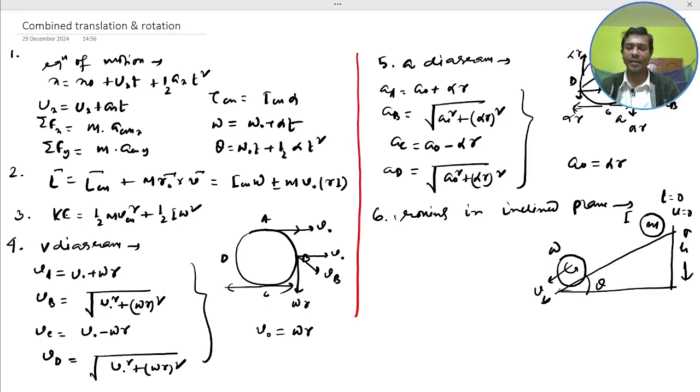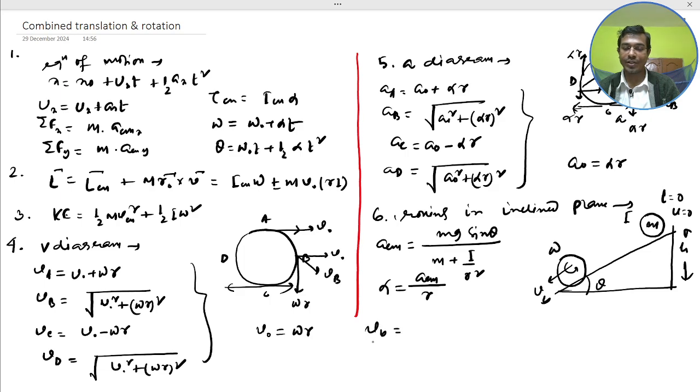During rolling motion, the acceleration of center of mass is g sin theta divided by 1 plus I by m r square, that is, m g sin theta divided by m plus I by r square. This is important. Alpha would become a center of mass by r, and the bottom velocity would become the square root of 2 m g h divided by m plus I by r square, and the omega would become v by r.